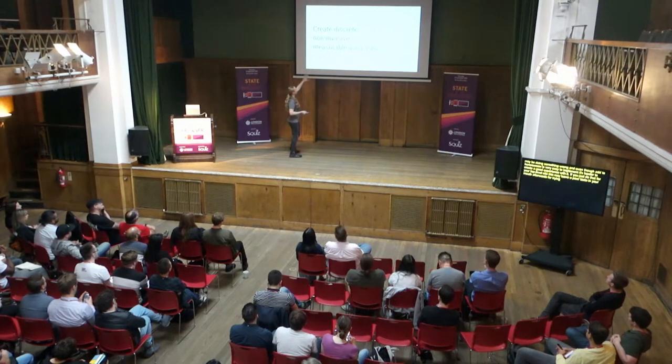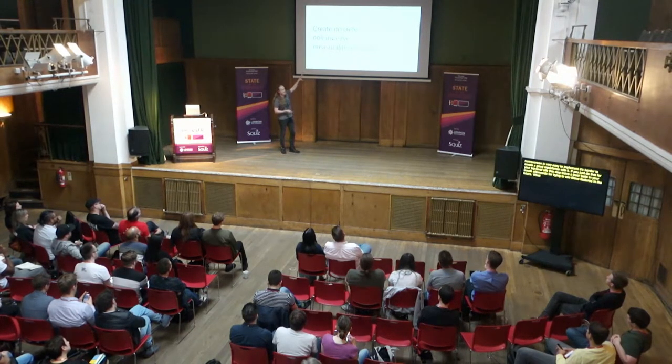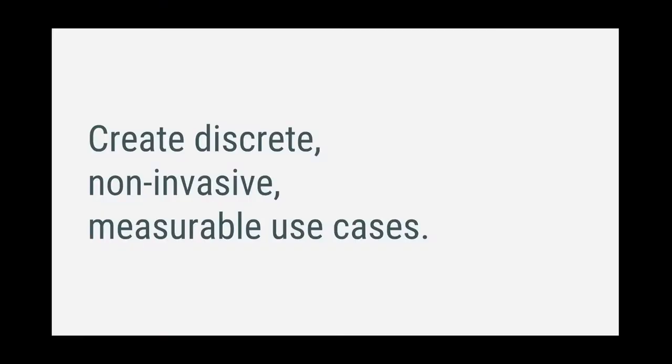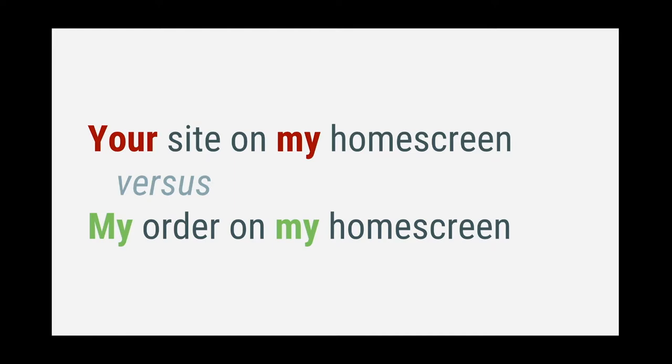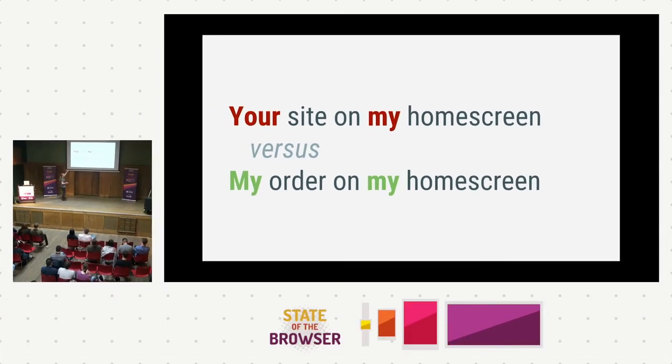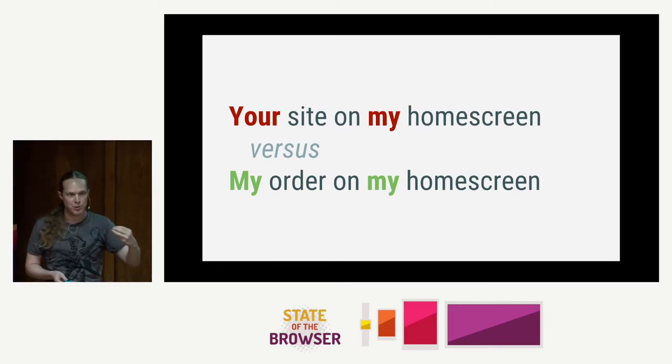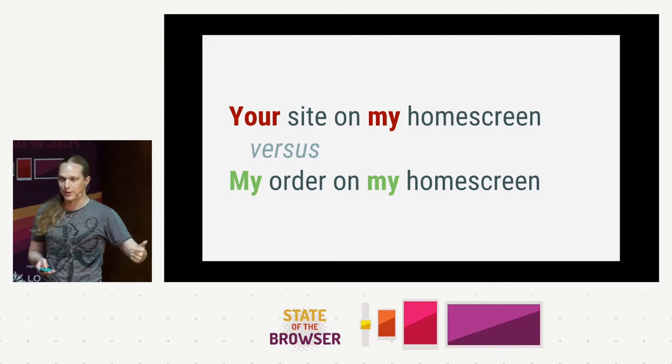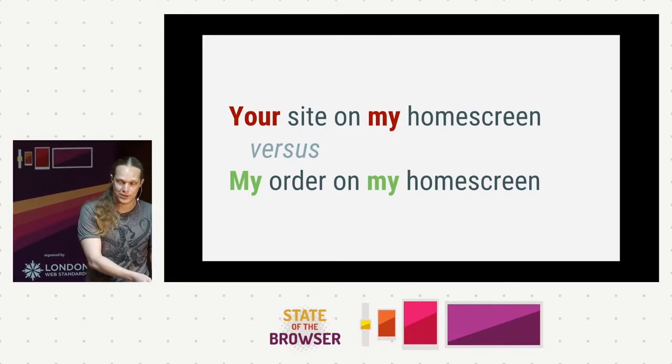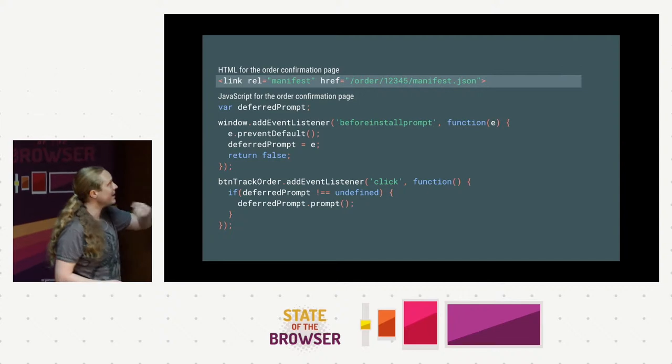So what I want you to try and think about is creating these discrete, non-invasive, and measurable use cases that you can use in an incremental way to see if something like add to home screen is going to work for you. In this case, consider if I'm trying to order a sofa. I probably don't want to add the top page of your site back to my home screen because I'm not someone who buys sofas on a daily basis. But when I've ordered the perfect sofa from you, it's going to take a couple weeks for you to construct it. So I probably am going to want to come back to track that order. So what I would like to do is add that order to my home screen and keep an eye on that.